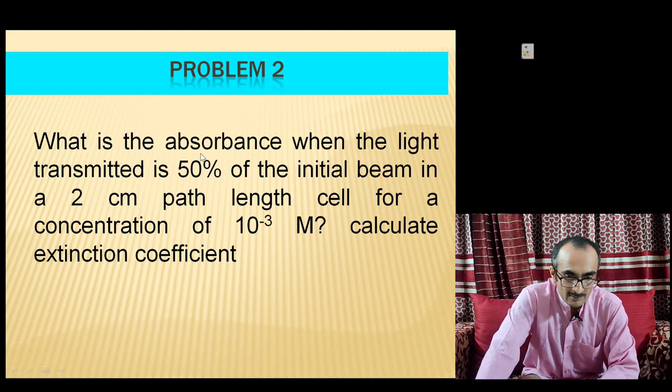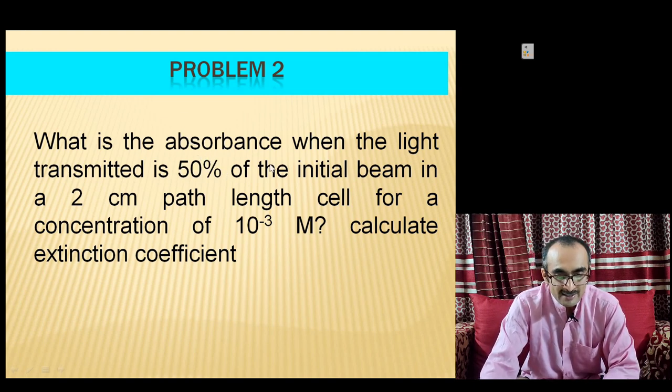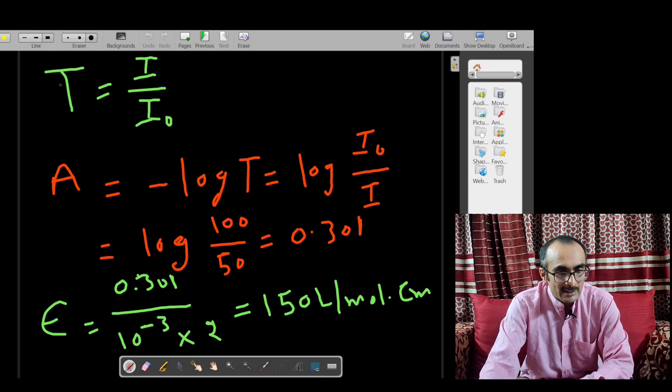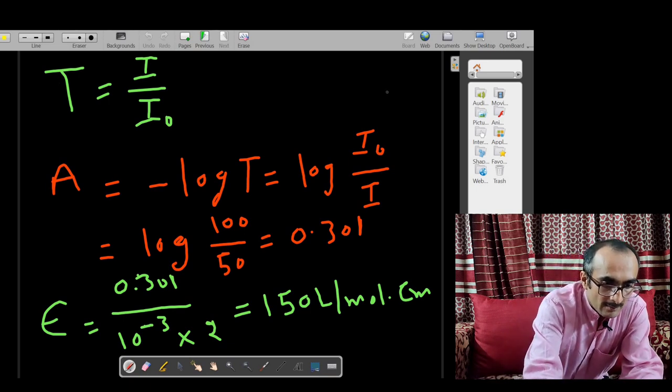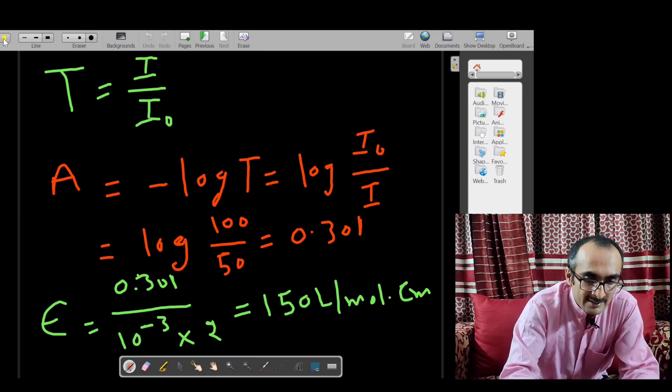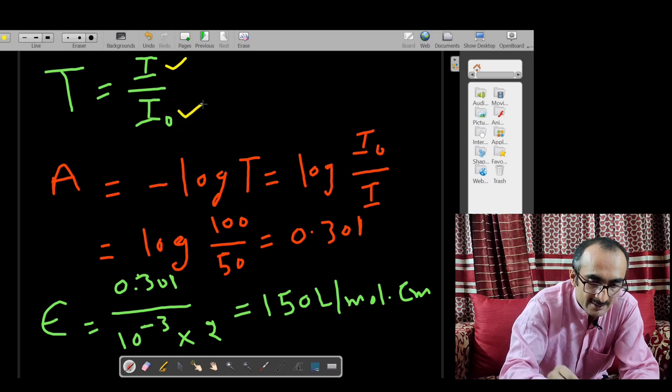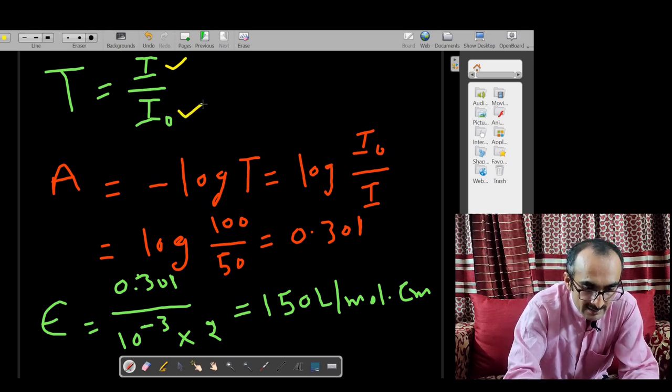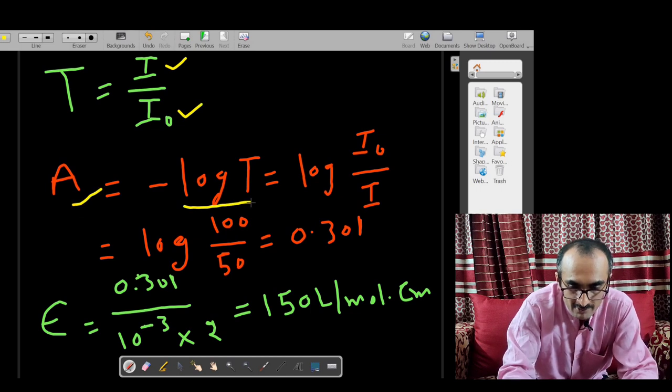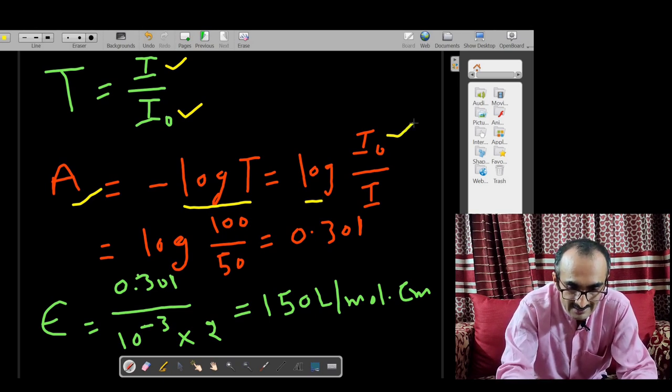So we have been given the initial intensity of light is 100, what is being transmitted is 50, the value of L, path length, is 2 cm, and this is the concentration. So now this is another very simple question. We know that transmittance is equal to intensity which is being transmitted divided by the initial intensity of the radiation. And we also understand that absorbance is equal to minus log T, which is also equal to log I naught upon I. As per the question, the initial intensity I naught is 100, and after being transmitted it is 50. So from here, the absorbance would be equal to 0.30.